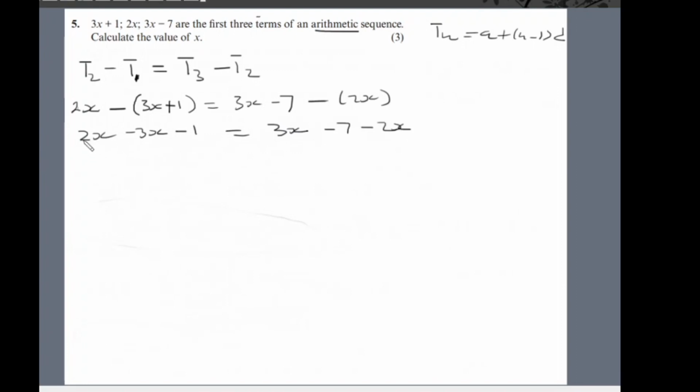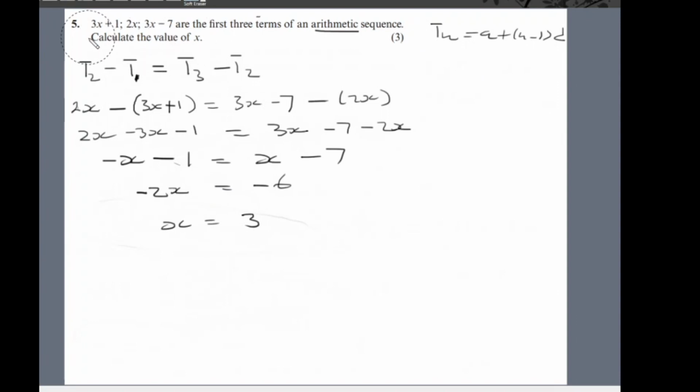So on this side we will have 2x minus 3x, which gives us minus x, and our minus 1. And then here we will have 3x minus 2x, which is x, and then we have minus 7. Take this x to this side, you will have minus 2x. Take this minus 1 to that side, you will have minus 6. Therefore x is equals to 3 when you divide by minus 2 both sides, right? Another easy 3 marks there.